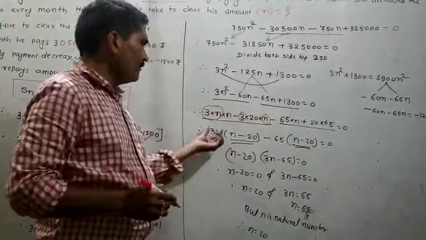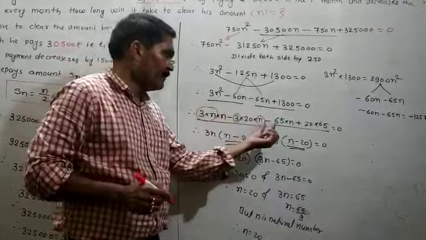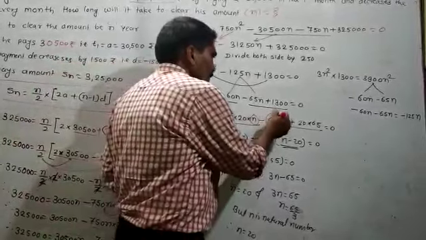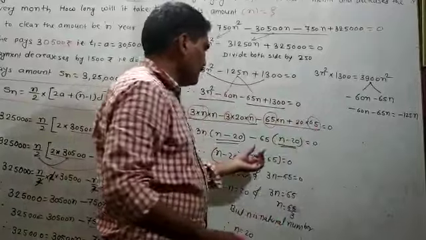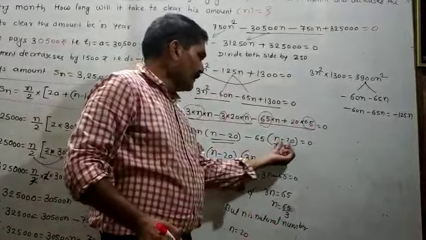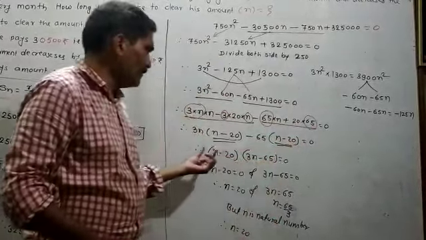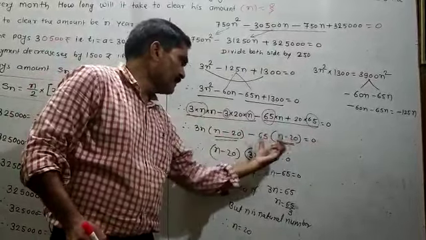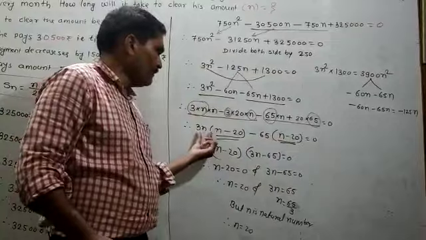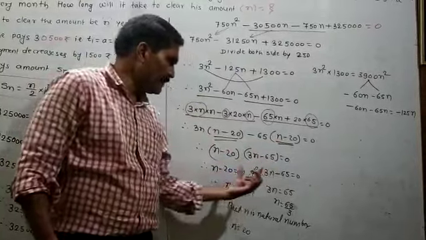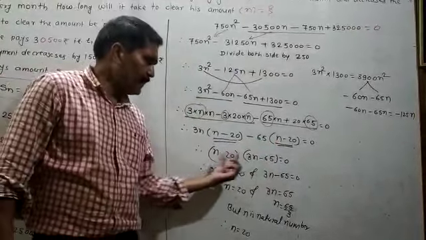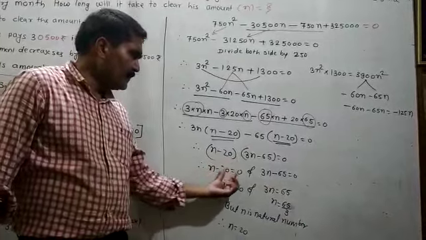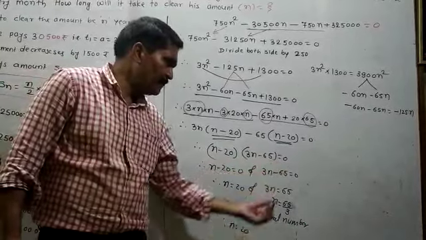Then here within the first two terms you have to take out 3n common. If you take out 3n common, at that time n minus 20 will remain. Here you have to take out 65 common. If you take out 65 common, at that time n minus 20 will remain, is equal to 0. Within these two terms, here n minus 20 you have to take out common. At that time 3n minus 65 will remain here. At that time you have to equate these brackets with 0. This n minus 20 is equal to 0, 3n minus 65 is equal to 0.